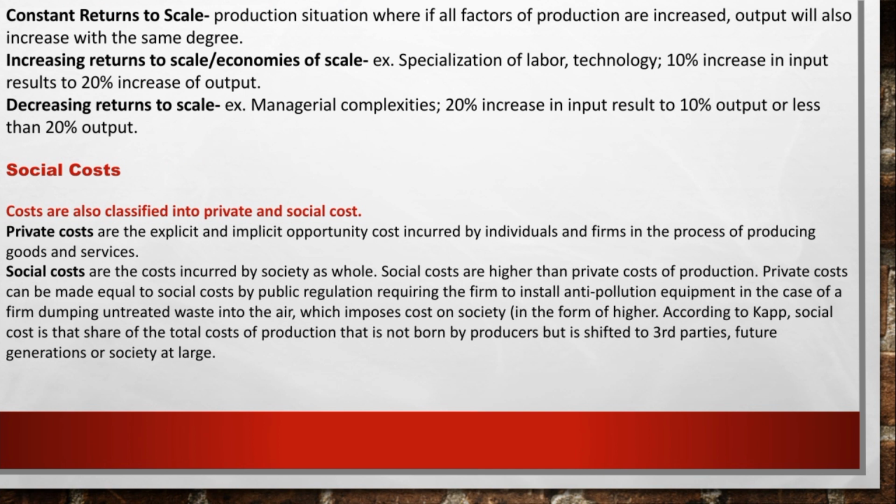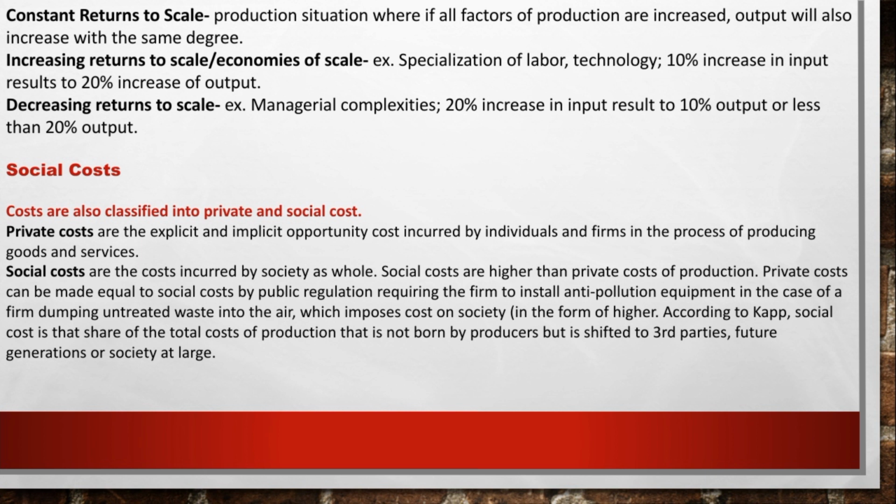Constant returns to scale is a production situation where if all factors of production are increased, output will also increase by the same degree. Increasing returns to scale, or economies of scale. Example: specialization of labor and technology, where a 10% increase in input results in a 20% increase in output. Decreasing returns to scale. Example: managerial complexities, where a 20% increase in input results in a 10% increase in output, or less than a 20% increase in output.